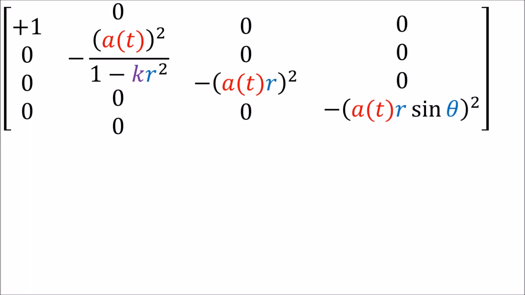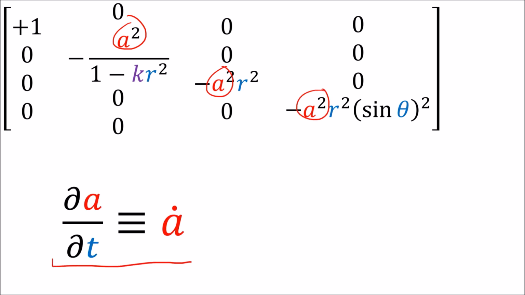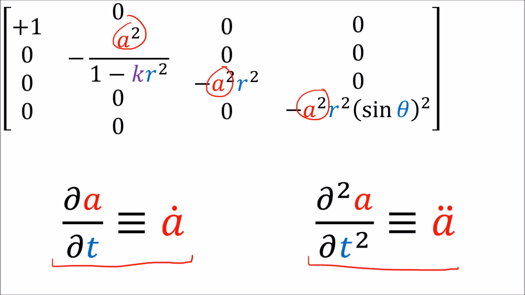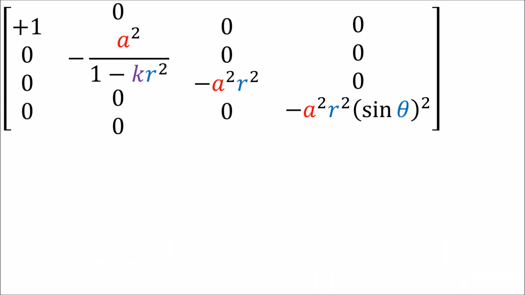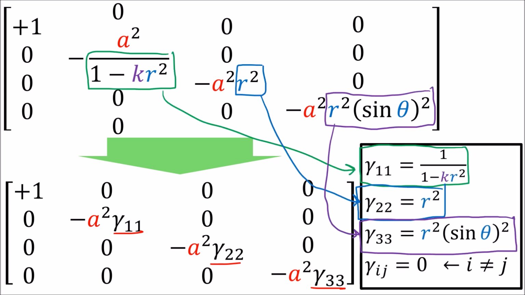Also, even though the universe scaling factor a of t depends on time, I'm just going to write it as a to save space. The first derivative of a with respect to time will be written a dot, and the second derivative of a with respect to time will be written as a double dot. Finally, since all the spatial components in the metric are different factors multiplied by a squared, I will sometimes write these spatial factors using lowercase gamma. So the spatial metric components are a squared times the gamma components, where the gamma components are defined here.